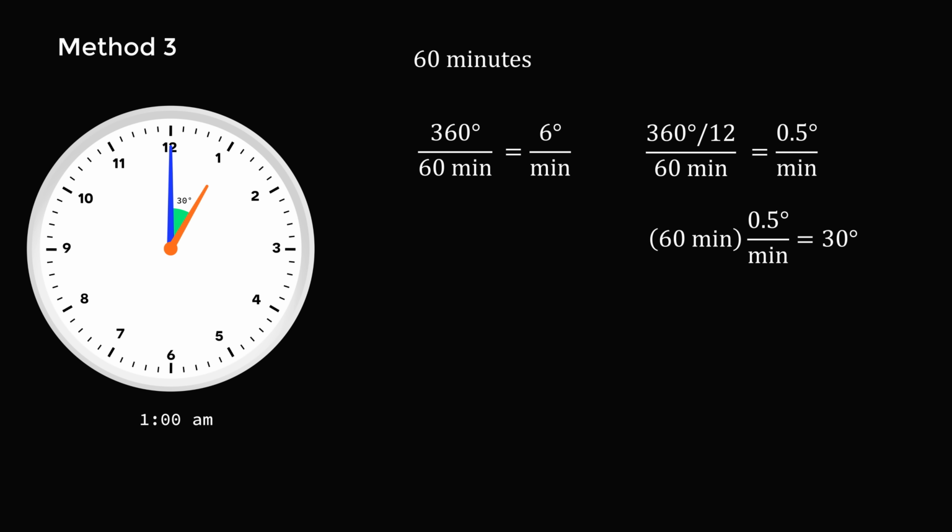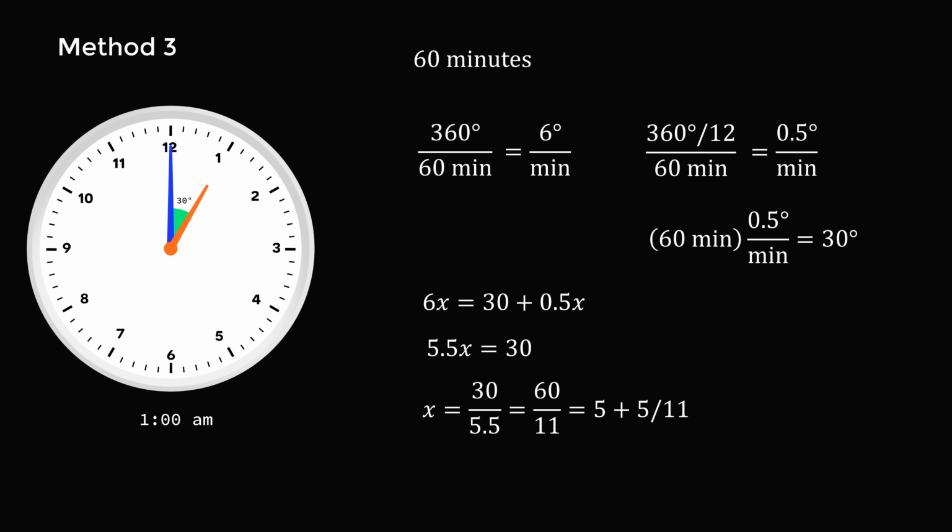So we now can set up an equation. Let x be the time at which the hands overlap. In 6 times x, we will have the number of degrees that the minute hand has advanced. Now the hour hand has already advanced 30 degrees, plus it will go 0.5 degrees per minute multiplied by x number of minutes. So we have this simple equation, 6x is equal to 30 plus 0.5x. Subtract 0.5x from both sides to get 5.5x is equal to 30. Divide both sides by 5.5, so x is equal to 30 over 5.5, which equals 60 over 11, which equals 5 and 5 over 11 minutes.